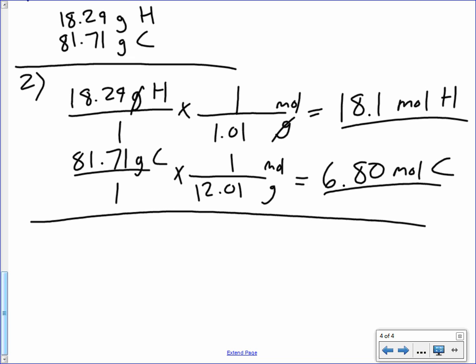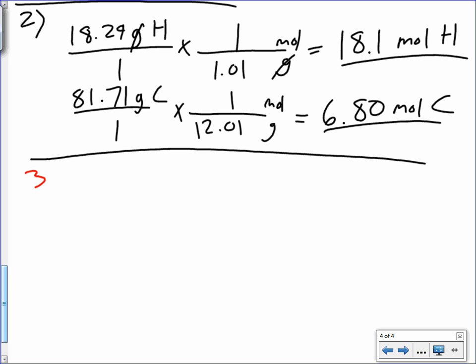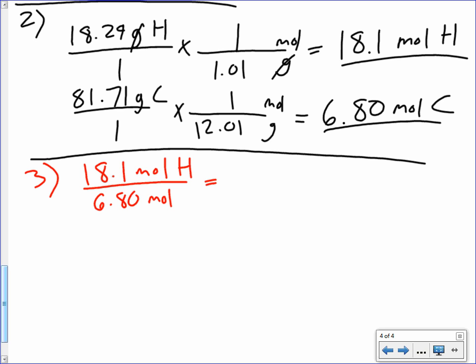Okay, so that's what we got for our moles. Now we want to find, and I'm going to switch colors here, now we're going to find our mole ratio. So we're just going to divide each mole amount by the smallest mole amount, just like we did before. Okay, so we have 18.1 moles of hydrogen divided by 6.8 moles. And you're going to get 2.66.